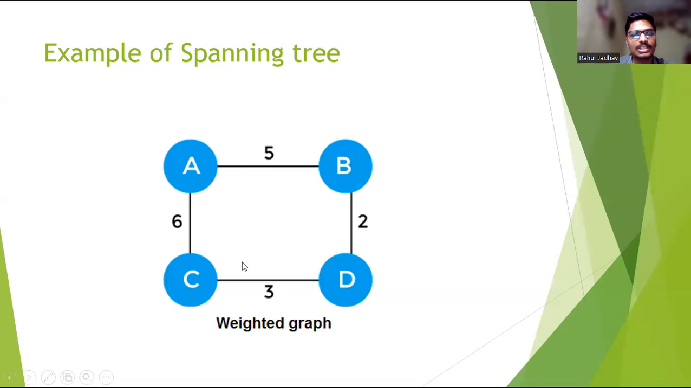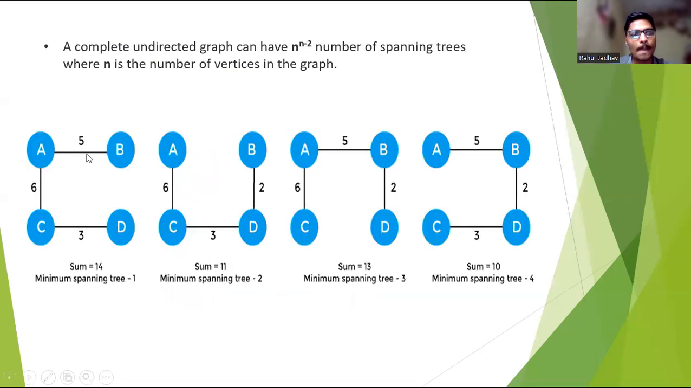There are A, B, C, D vertices, and if we consider a spanning tree with A to B cost 5, A to C cost 6, and C to D cost 3, then the total cost of the spanning tree is 5 plus 6 plus 3, which is 14. Like that, second, we remove the edge from A to B, and we consider A to C, C to D, and D to B. The cost is 6 plus 3 plus 2, which is 11. Another spanning tree containing A to C, A to B, and B to D costs around 13. And A to B, B to D, and D to C costs around 10.